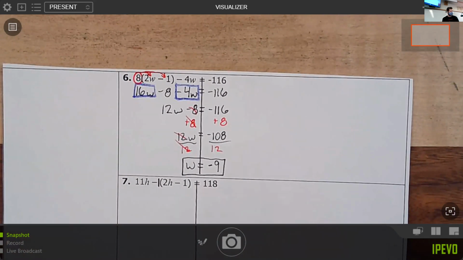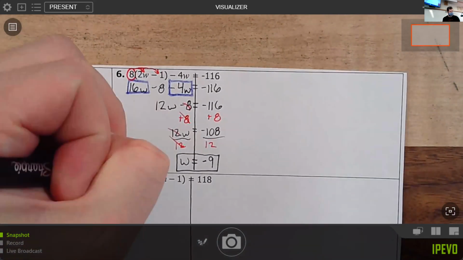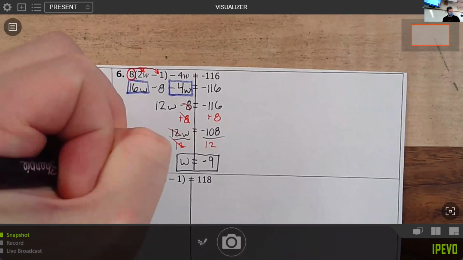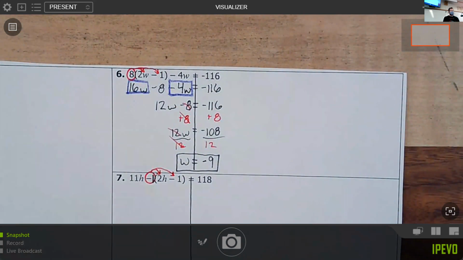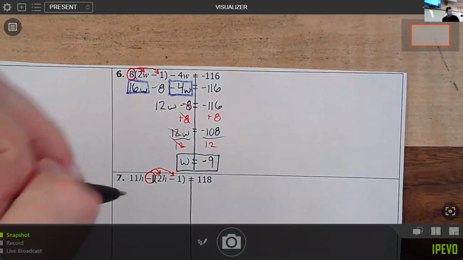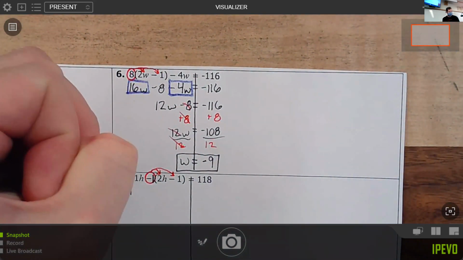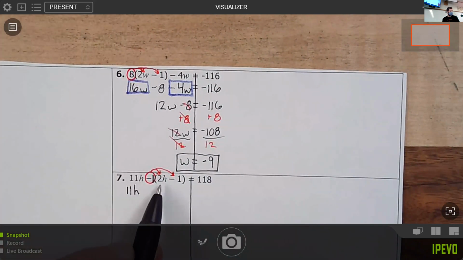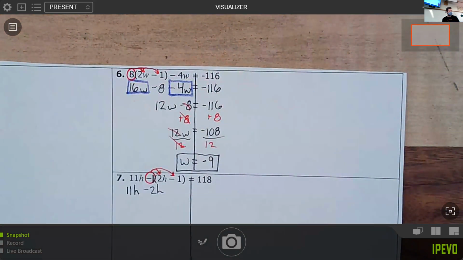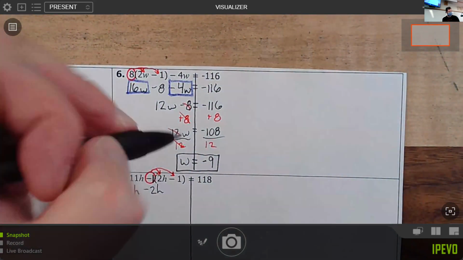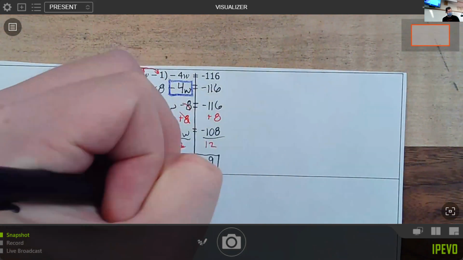So when we distribute to our parentheses, we are taking our negative 1 and multiplying it by 2h and by negative 1. Meaning that the 11h stays the same for now. Negative 1 times 2h, negative 1 times 2 is negative 2, with an h would be minus 2h. And then negative 1 times negative 1 is a positive 1. And then that equals 118.